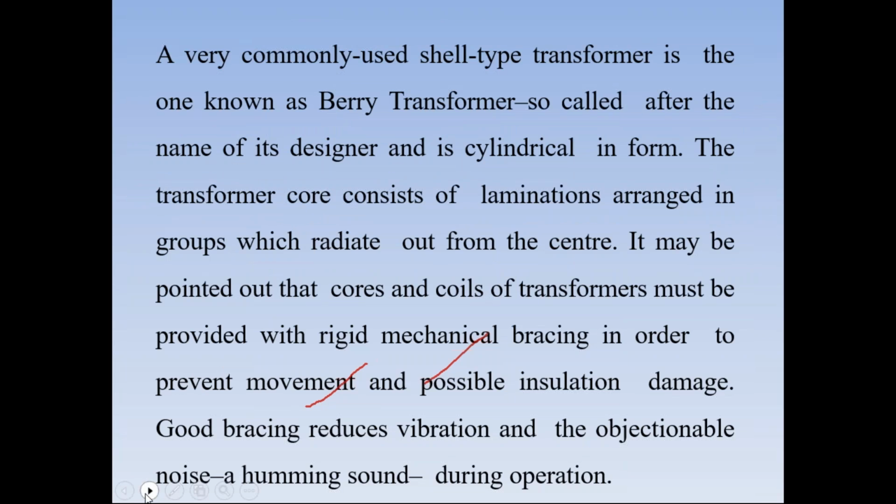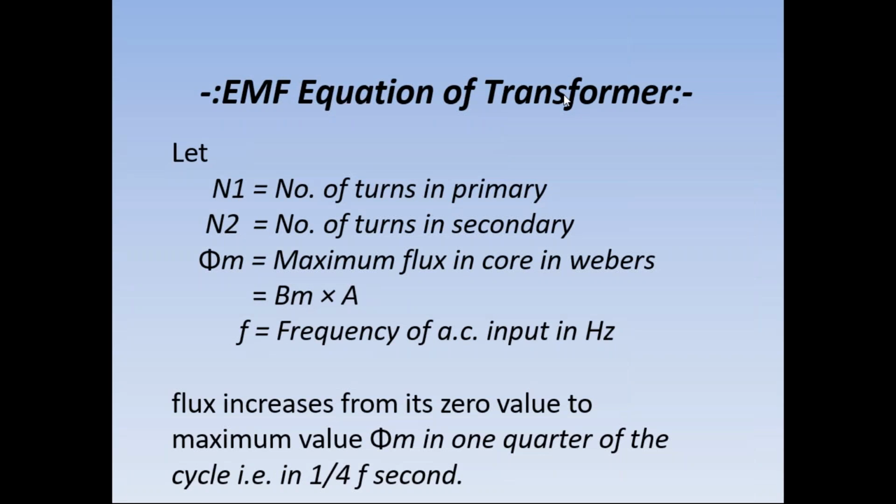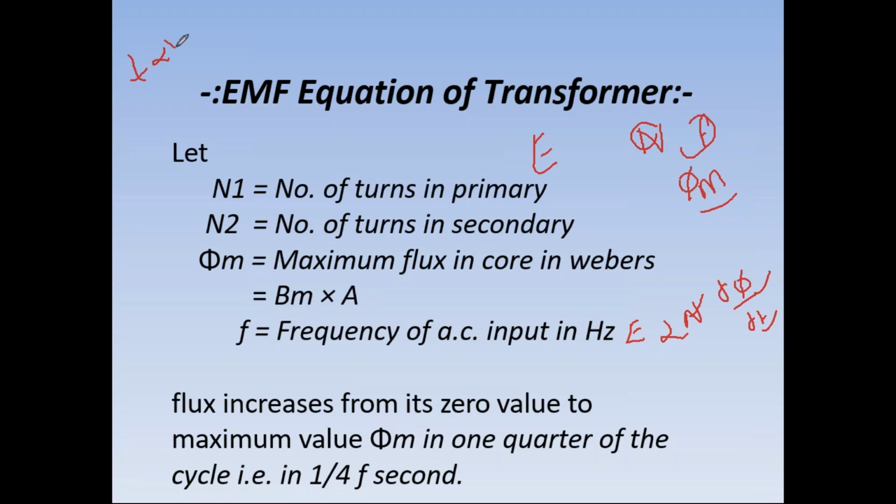Right. Now we will see the EMF equation of the transformer. The EMF equation depends on 3 parameters. What are the 3 parameters? The number of turns in the primary as well as the secondary, frequency, and maximum flux. So E is directly proportional to N into dφ by dt. Here N is the number of turns, φ is the flux, and t is related to the frequency. Already you know the relation between time and frequency, right? T is inversely proportional to the frequency.